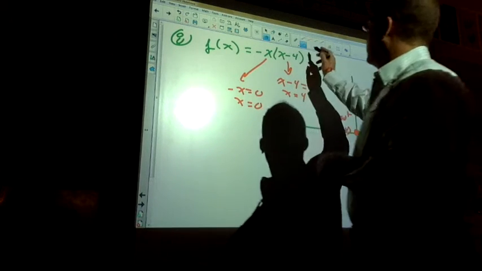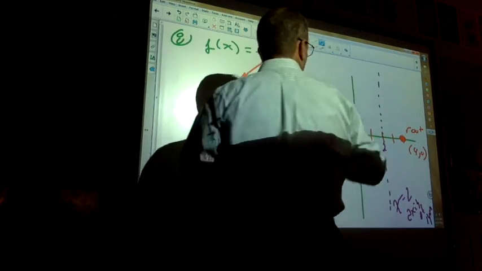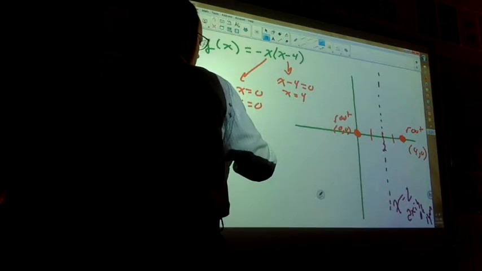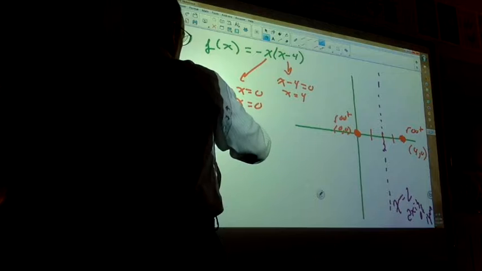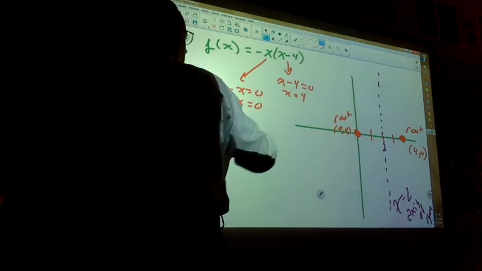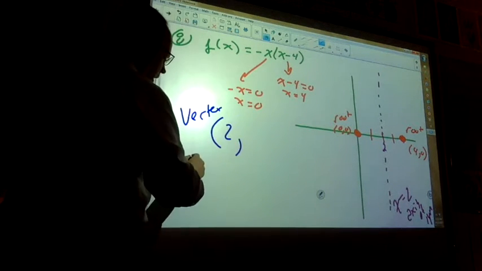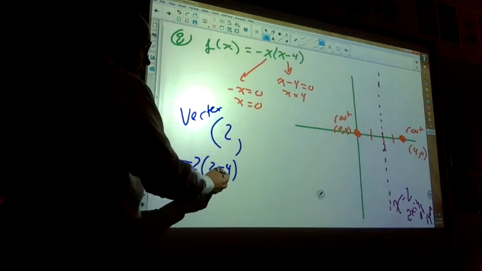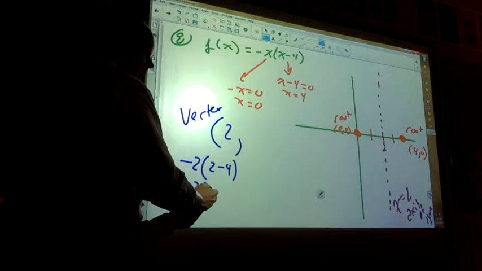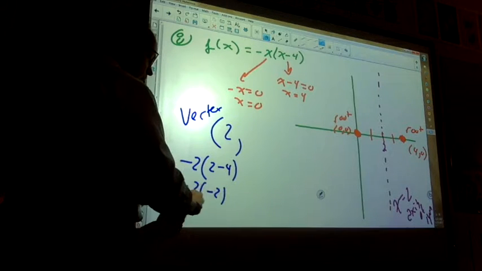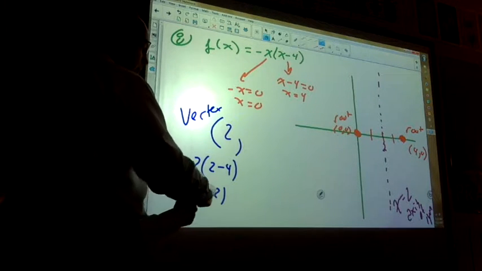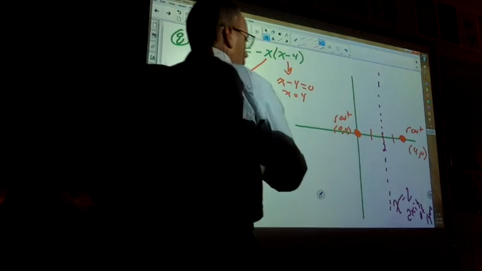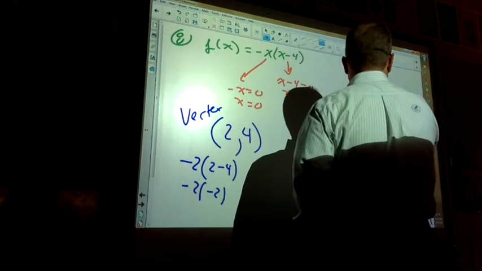And then let's see what we can do here. How do I find the rest of my vertex? Plug it back in. So I'll take this 2, plug it in. So I get -2, and then 2 minus 4, negative 2. 2 minus 4 is what? Negative 2, so what do I get? Positive 4, right? Cool. So 2 comma 4.